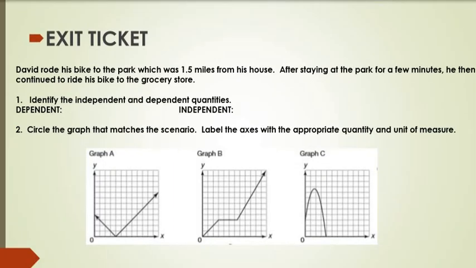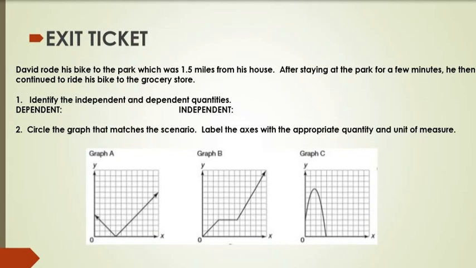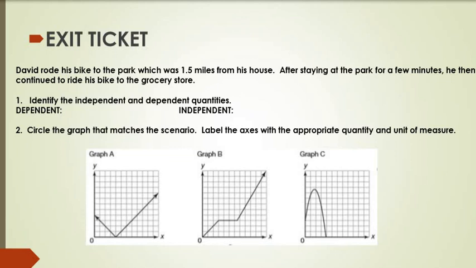Now, looking at this one right here, you've got David who rode his bike to the park, which was 1.5 miles from his house. And after staying at the park for a few minutes, he rides his bike to the grocery store. I want you to come up with the independent and dependent quantities and circle the graph that matches this scenario. Pause me while you do so. Now, looking at this, graph B is the one that goes with this scenario.